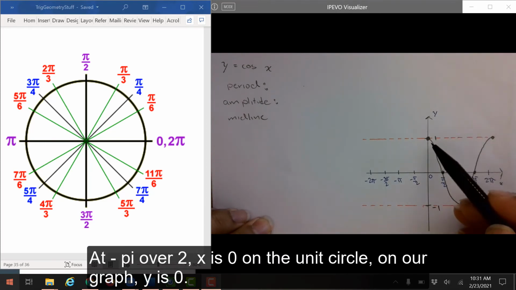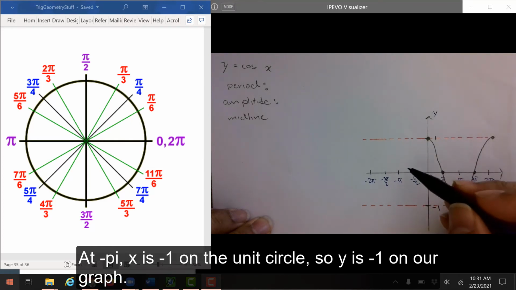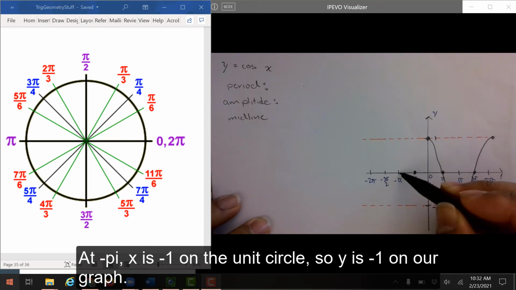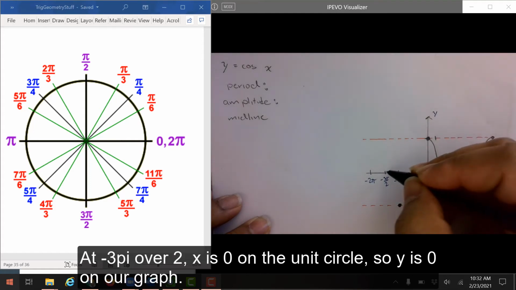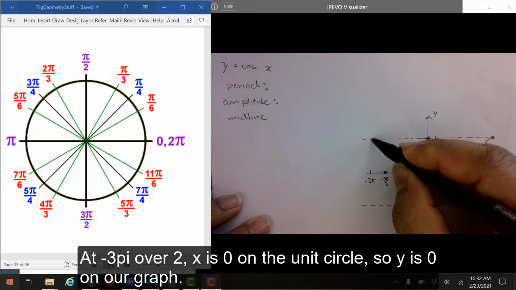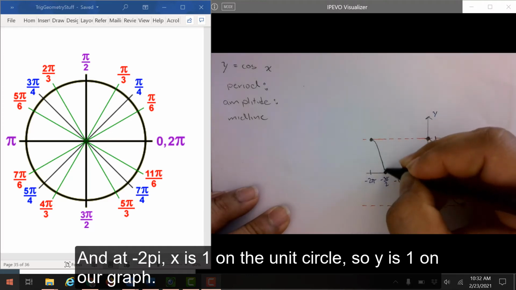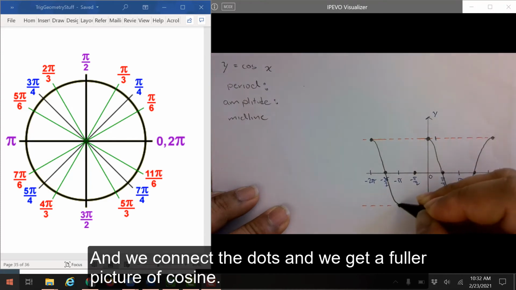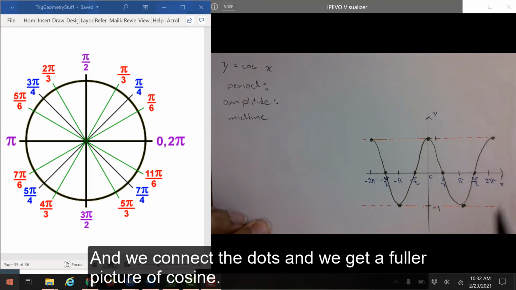At -pi over 2, x is 0 on the unit circle. On our graph, y is 0. At -pi, x is -1 on the unit circle, so y is -1 on our graph. At -3 pi over 2, x is 0 on the unit circle, so y is 0 on our graph. And at -2 pi, x is 1 on the unit circle, so y is 1 on our graph. And we connect the dots and we get a fuller picture of cosine.